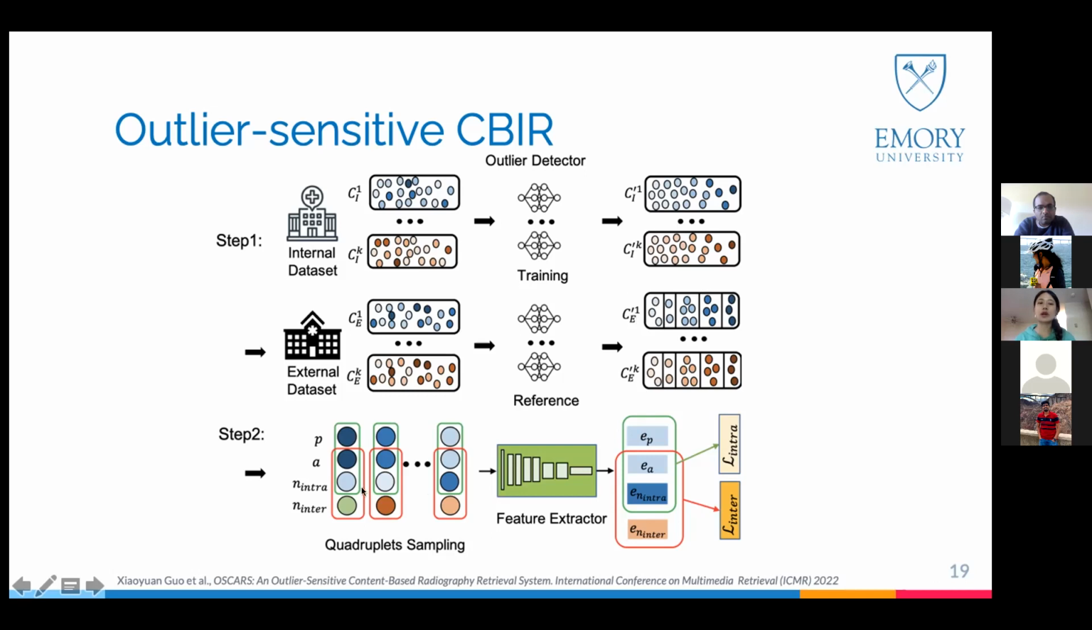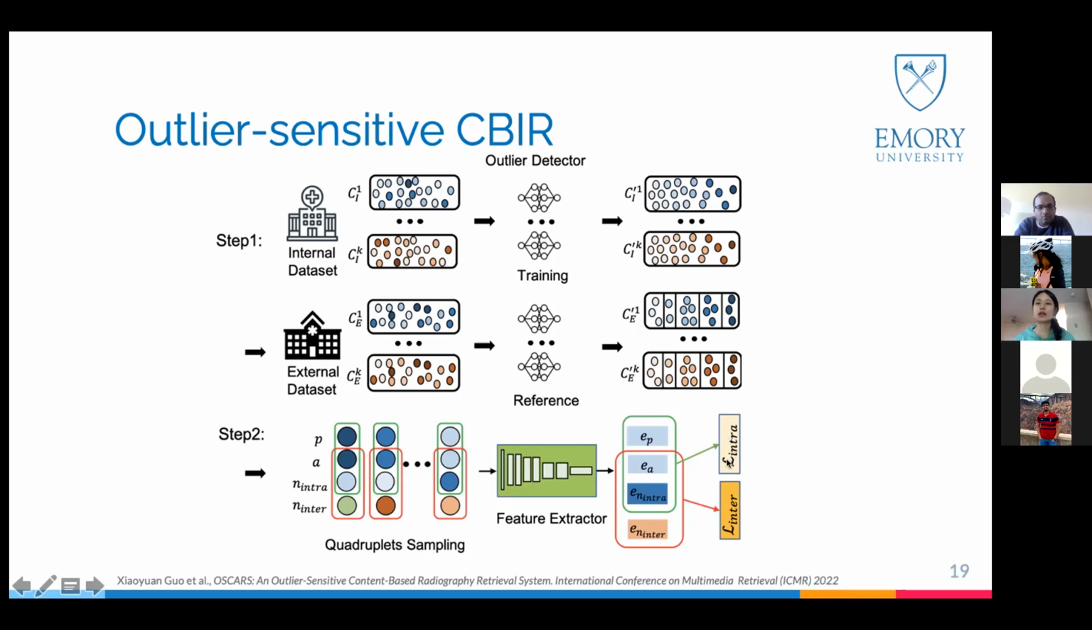After we get the quadruplet samples, we feed them into our feature extractor backbone to get the embeddings. Then, with the embeddings learned, we optimize this model by learning with two objectives, two losses.